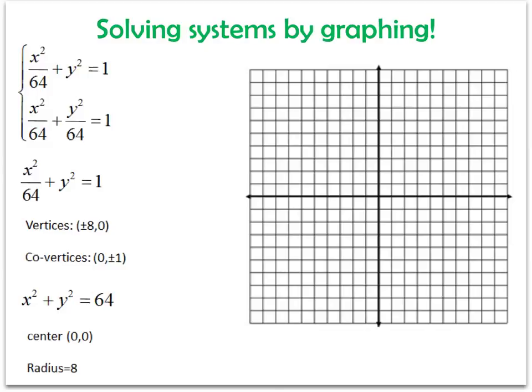So now we're just going to graph each relation separately and then see where they overlap. So first I'm going to start with the ellipse. So we have vertices at positive and negative 8, 0. Our center is going to be 0, 0. And co-vertices at 0, plus or minus 1. Connecting those. Now drawing the circle, I have center 0, 0 again, and then I have a radius of 8. So we're going to go up 8, down 8, and left and right 8. Connecting those.